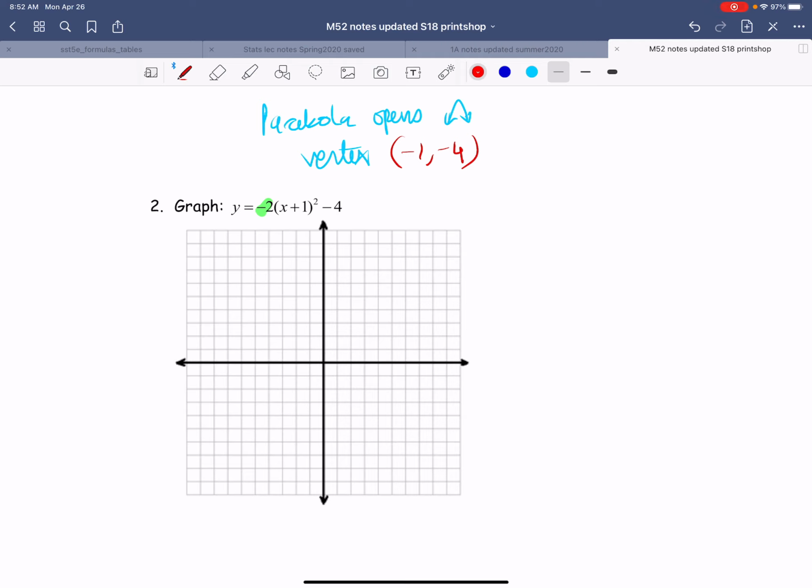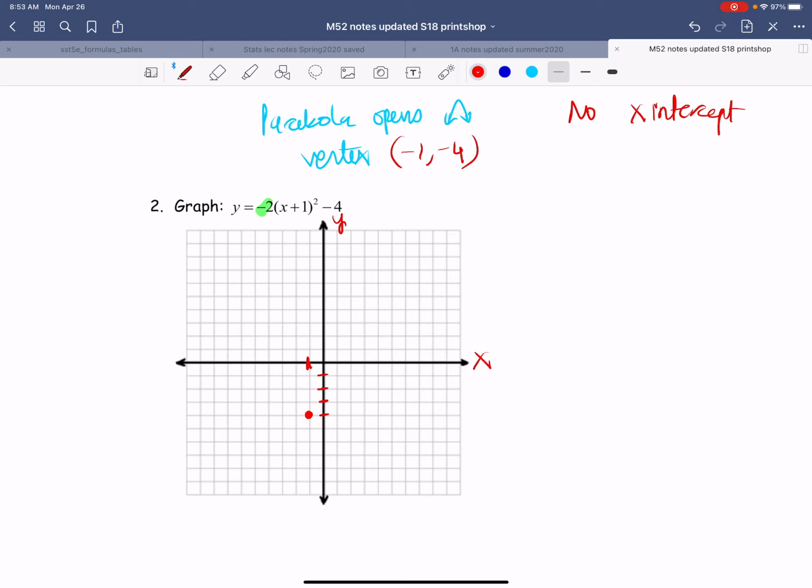Remember, we talked about taking the opposite of everything inside the parentheses. Take the opposite sign, so x is -1, y is -4. That's my vertex, and the parabola opens down. So there's no x-intercept, because I already know the parabola opens down and it's never going to go up and touch the x-axis. I'm not going to waste my time finding the x-intercept.